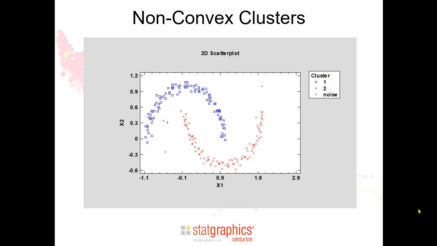One final note about DBSCAN. Unlike several of the other procedures that we'll talk about, DBSCAN does not require the clusters to be convex. It's very good at identifying arbitrarily shaped clusters. Here's the result of DBSCAN applied to a data set consisting of two moon-shaped clusters plus noise. It does an excellent job of finding those clusters.